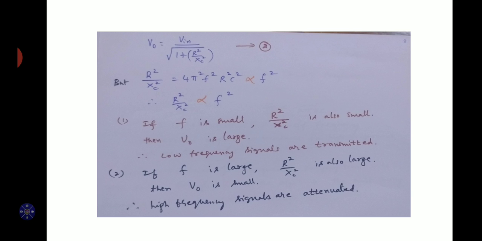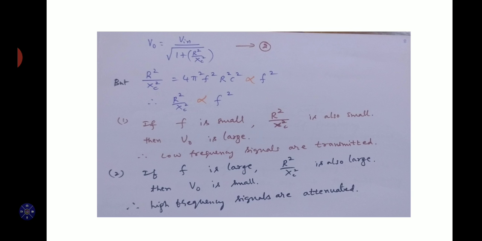First, suppose the frequency of the applied signal is small, then R square by Xc square is also small, because F is inversely proportional to Xc. Therefore, if F is small, R square by Xc square is also small. Then in equation 2, when the denominator term is small, V0 is large. Therefore, low frequency signals are transmitted.